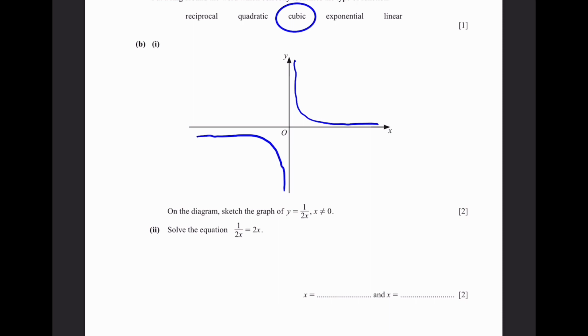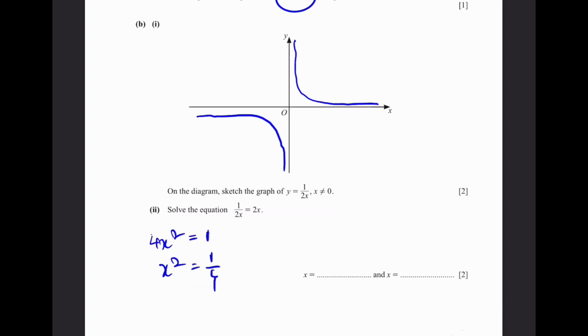And for part 2, solve the equation 1 by 2x equals 2x. We can just bring 2x to the other side. That means 4x squared equals 1. X squared equals 1 by 4. And that means x equals square root of 1 by 4, which is plus or minus 1 by 2. So x is 1 by 2 and x is negative half. That's the answer. Let's go to part C.